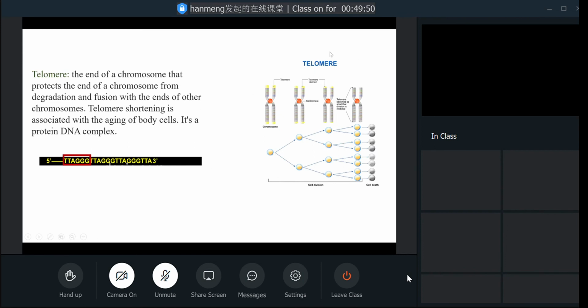So the telomere is a protector of the chromosome, and if the telomere is not shortened, then the chromosome can be replicated many times. And the telomere is a protein-DNA complex, and the DNA sequence in the telomere is TTAGGG.